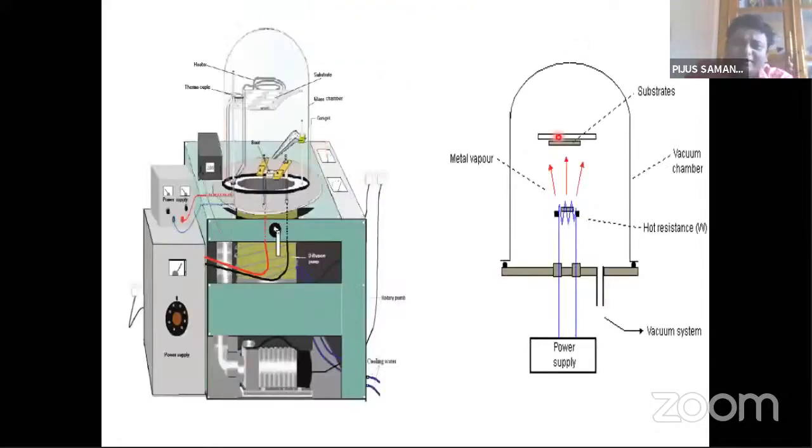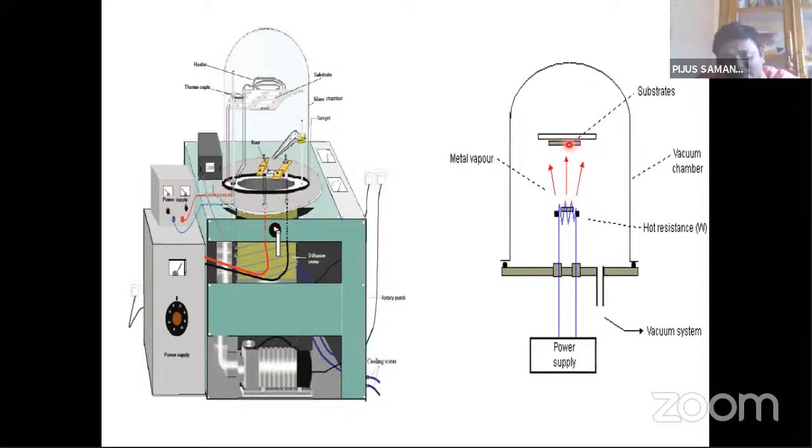So here is the schematic setup. Here you see we have a small filament-like structure, known as a resistance-like structure, and within this there is a ceramic boat in which we can put the powder. Suppose we want to grow a zinc oxide thin film. So we put zinc oxide powder over here and we supply a very high current into this coil. Due to this high heat, the powder will be evaporated, and a substrate is fixed on the top of the source. So these atoms will now be deposited over this substrate.